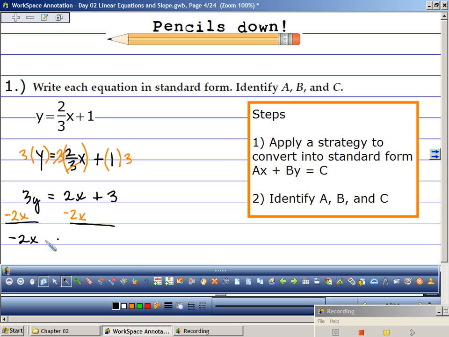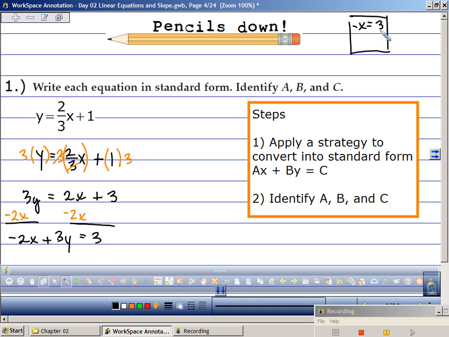And now I have negative 2x plus 3y equals 3. But just like if you had, let's do this over here in the corner as a side note. What happens if I have negative x equals 3? The opposite of x equals 3? Isn't that the same thing as x equals negative 3? Just apply a negative to everybody?